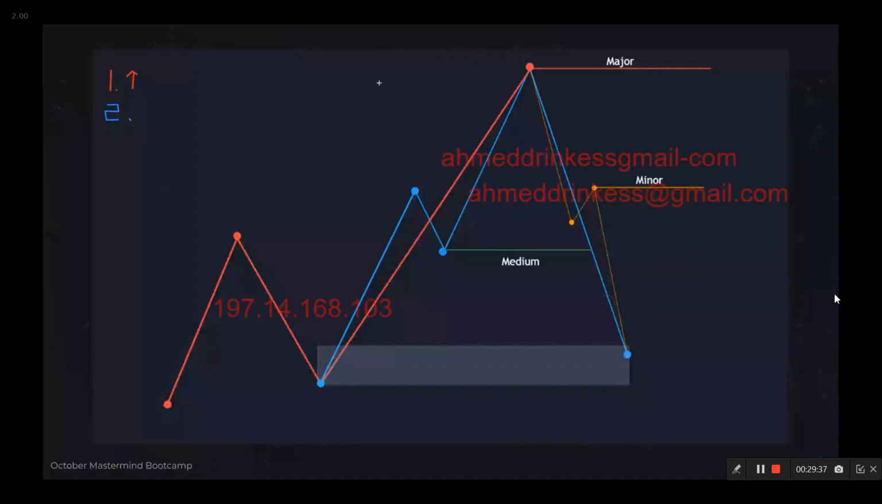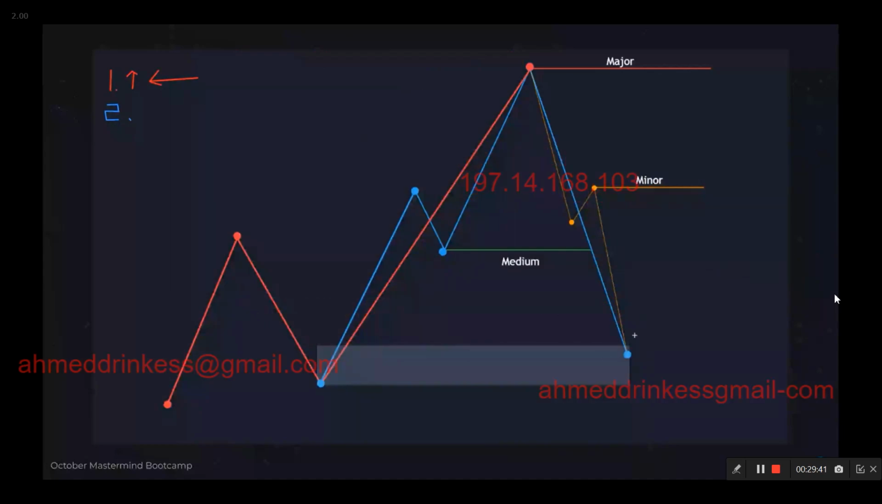We need to think about what is the main time frame, what is the main structural direction of the major inducement. So here, where are the major inducement points that we are looking at? We're looking at this low all the way over here, and we're looking at this high. Always start identifying your major inducement.